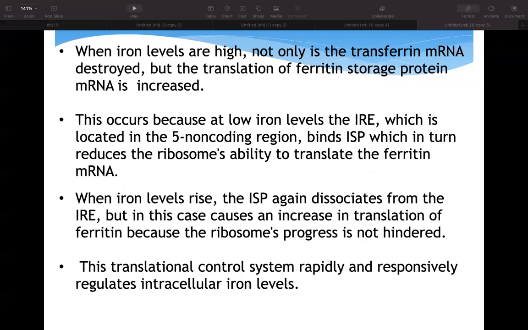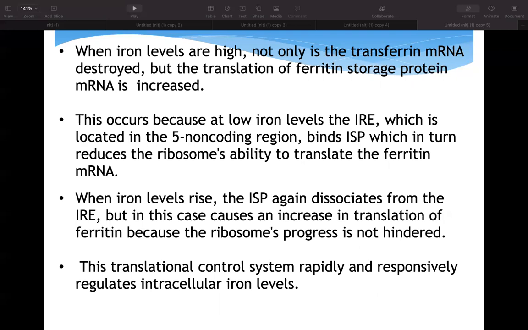So when the iron levels are high, the transferrin receptor protein mRNA is destroyed, but the translation of the ferritin storage protein mRNA is increased.